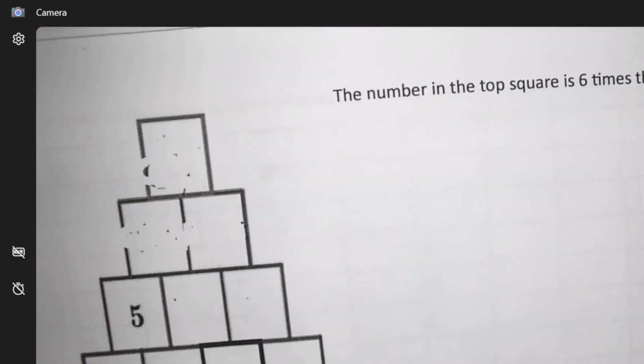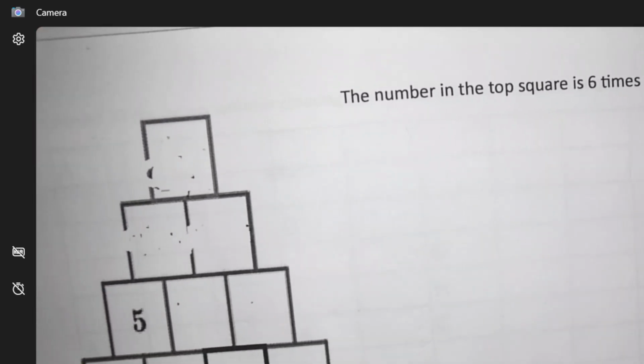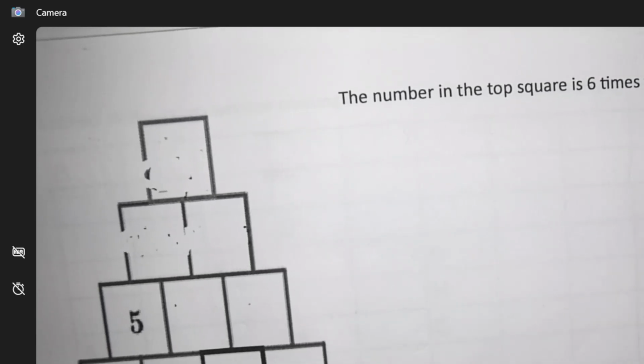Okay, this is like a magic box. The number on the top of the square is 6 times the number at the missing number at the bottom.